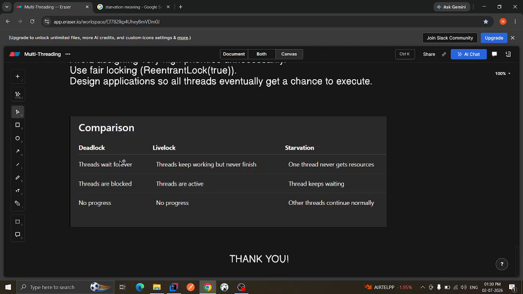And if the threads are in deadlock, then there is no progress. In livelock, also there is no progress. The threads are active, but there is no progress. But in starvation, other threads continue normally, but the thread which is waiting for the resource will keep on waiting. So these are the differences between deadlock, livelock, and starvation.